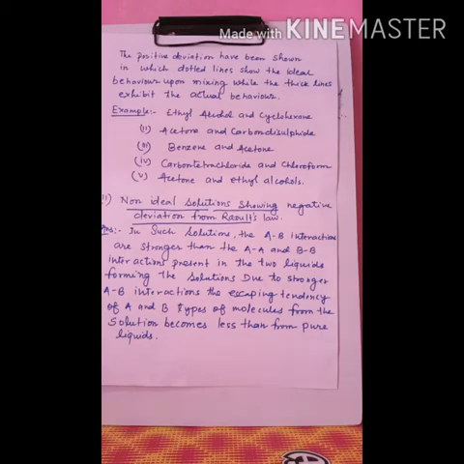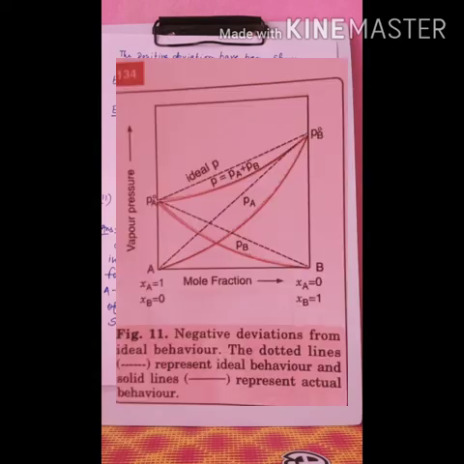Now again let us see the graph in case of negative deviation. You will see the graph and find the dotted line represents ideal behavior and the solid line represents the actual behavior. This graph clearly indicates that negative deviation will take place.